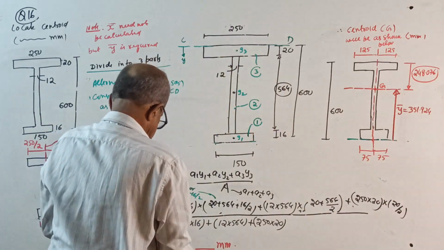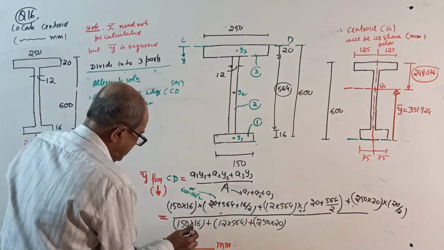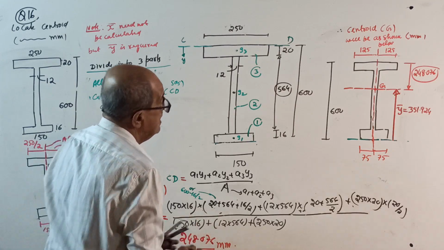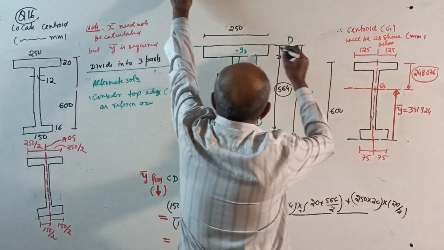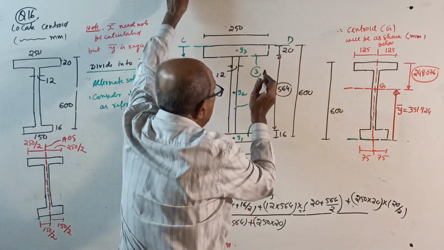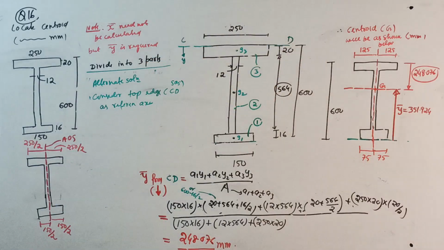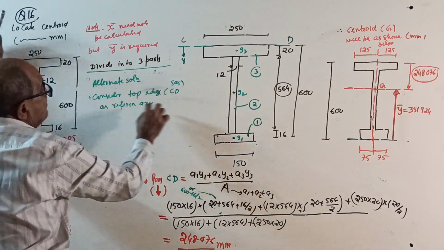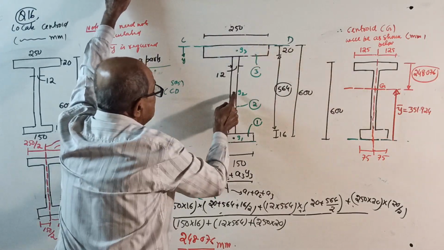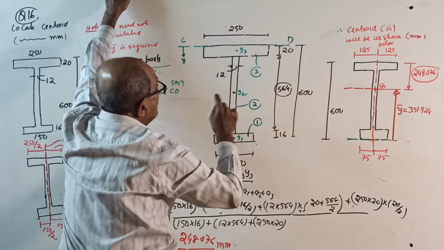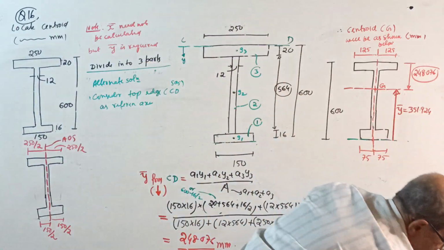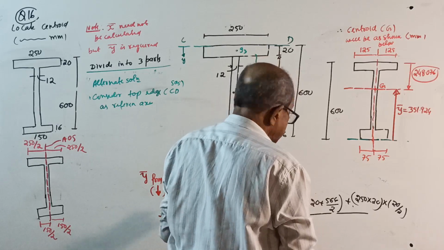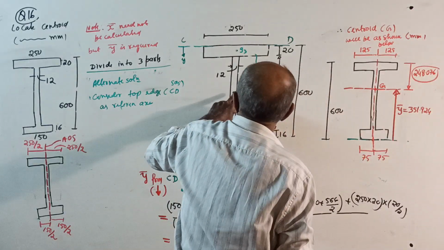248.076 millimeter. Correctly mark here, from here, 248.076. See here, correctly, this is 20, up to the center is 20. The center of the web is 20 plus half of 564, which is 20 plus 564 divided by 2, that is 302. 302 up to here from the top edge.